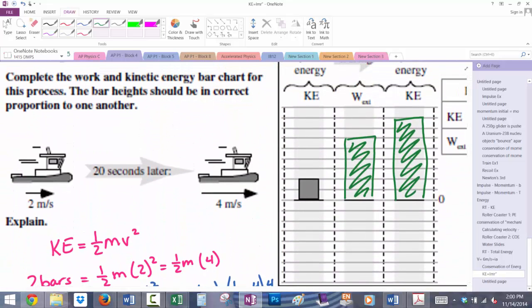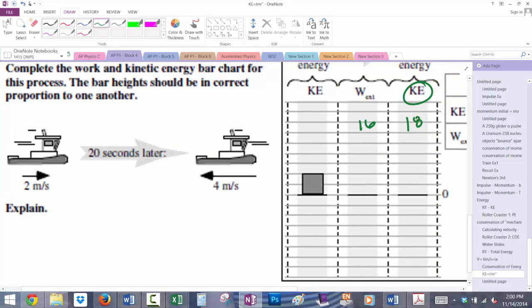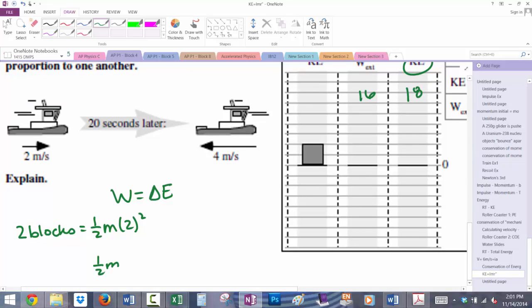So here, the force that's causing this to turn is just pushing in that direction, right? It's going to take a different force. I would agree. But all we're talking about is a change in energy. Work is just a change in energy. So we look at the energy before and the energy after. The energy before is 2 blocks, which equals 1/2 m times 2 squared, right? The energy after is 1/2 m times 4 squared. So it should be how many blocks? It should be 8 blocks.